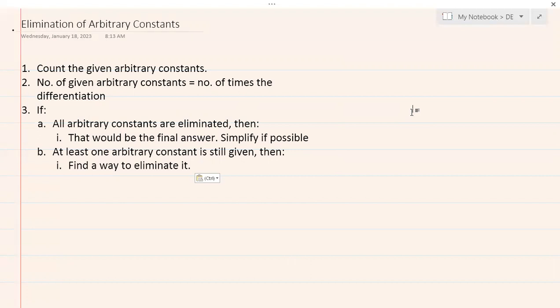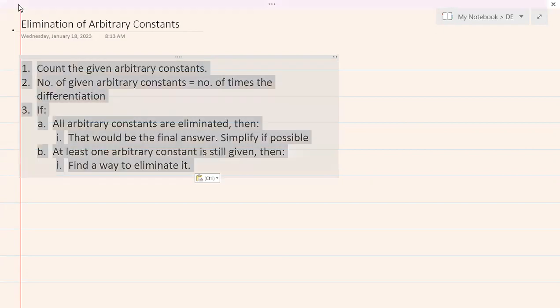Here, you have two conditions. The first condition is, after you differentiate it and all of them have been eliminated, then that is your final answer. Then, if possible, simplify it. Otherwise, if at least one of them has not been removed, then you need to find a way to eliminate it. So let me give you an example.